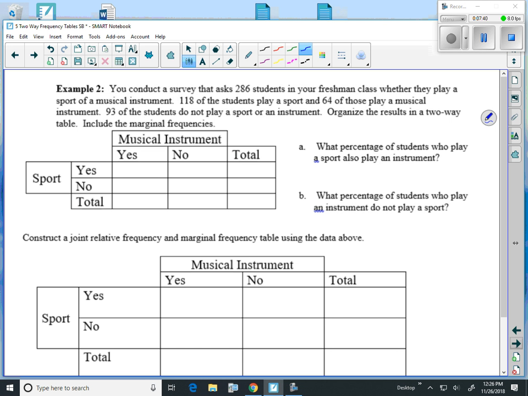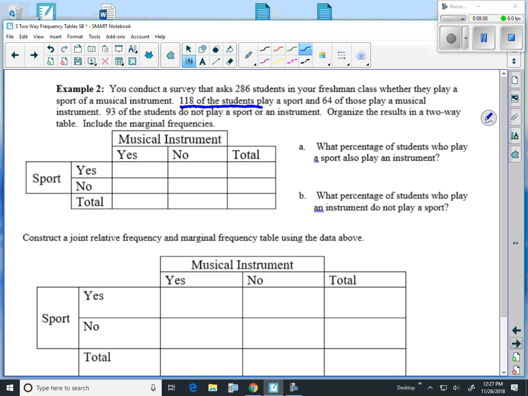Now we're going to talk about how to fill in a frequency table given a paragraph of information. So, it says you conduct a survey that has 286 students in your freshman class, whether they play a sport or a musical instrument. 118 of those students play a sport, and 64 of those play a musical instrument. Okay, so let's break this down.